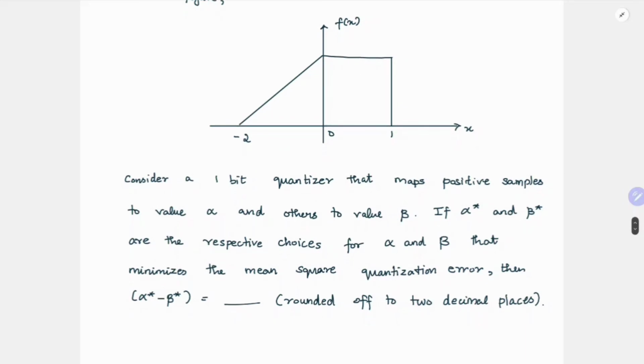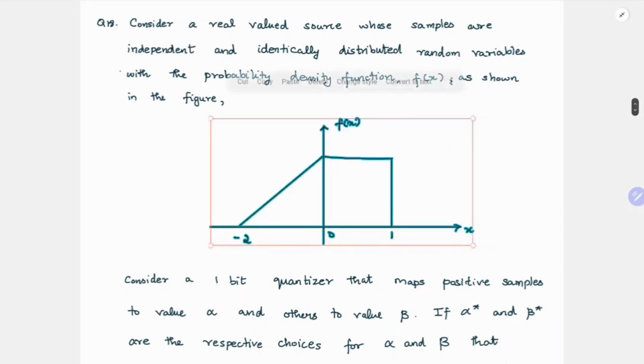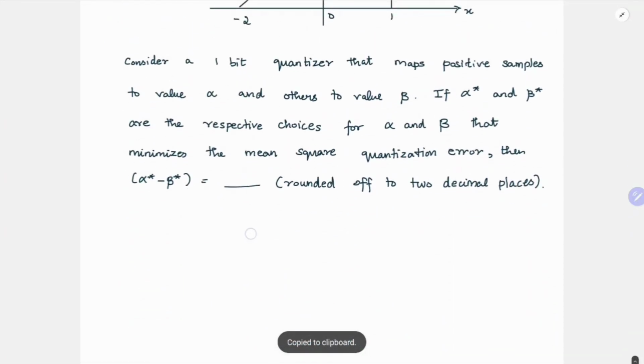Then what they are saying: consider a 1-bit quantizer that maps positive samples to value alpha and others to value beta. If alpha star and beta star are the respective choices for alpha and beta that minimize the mean square quantization error, then alpha star minus beta star is equal to dash. Okay, so let us start with this. Then let me explain.